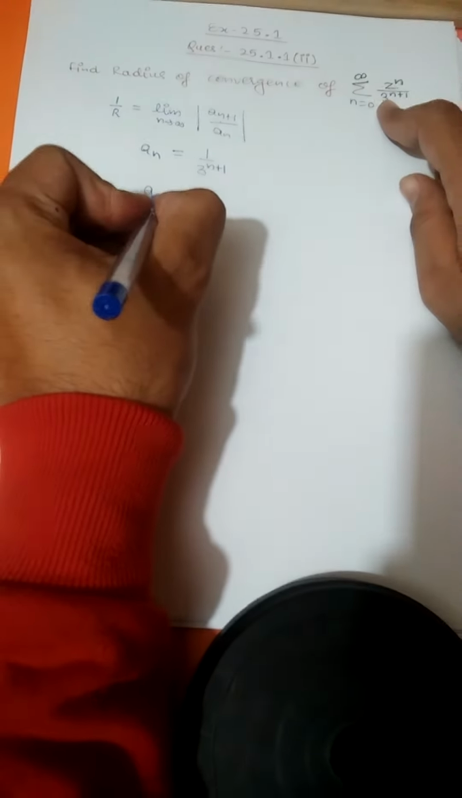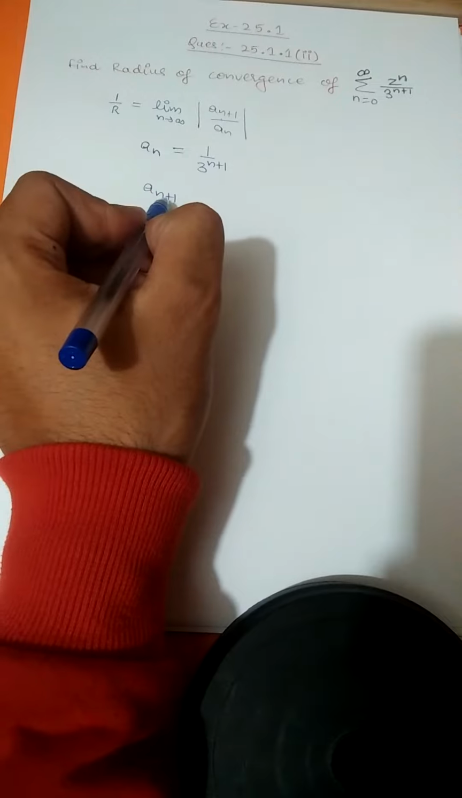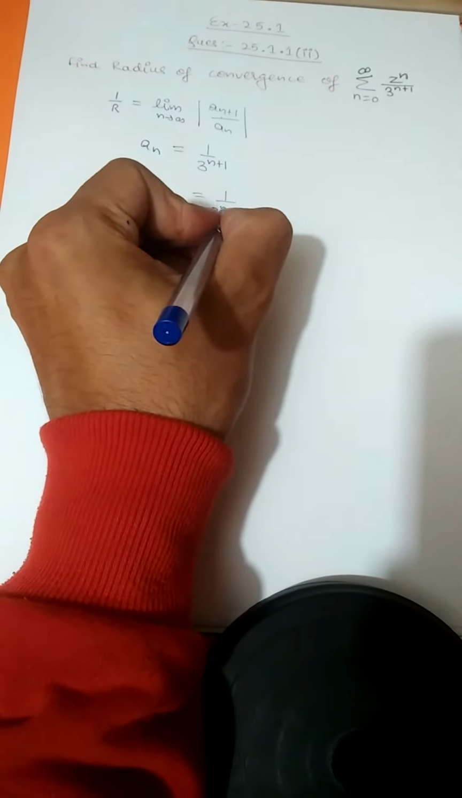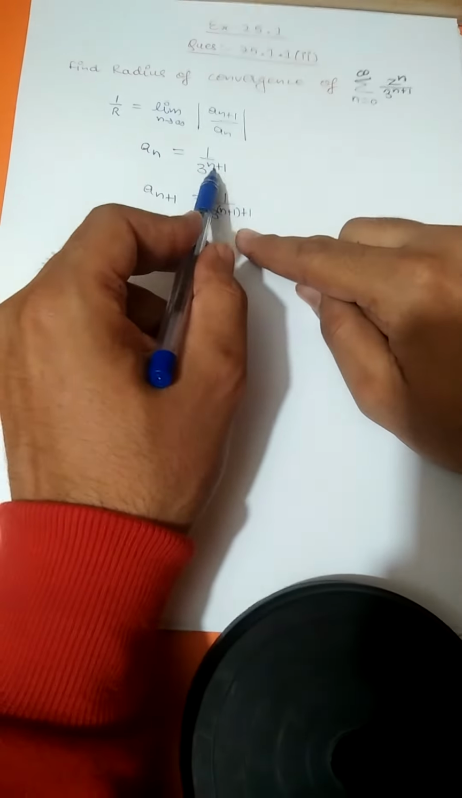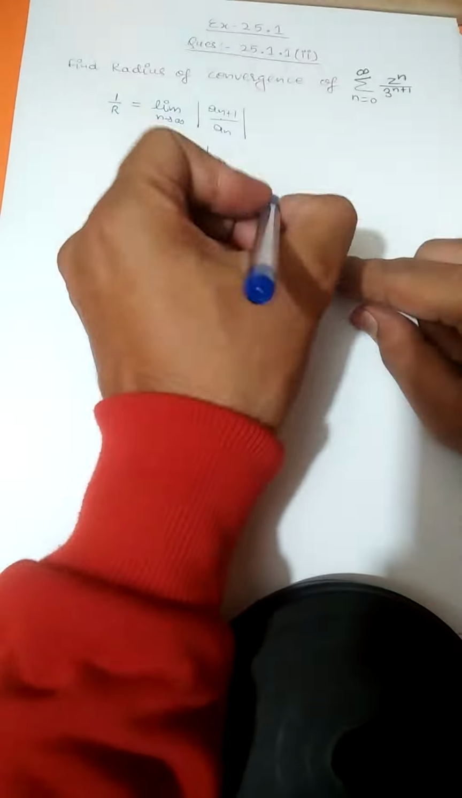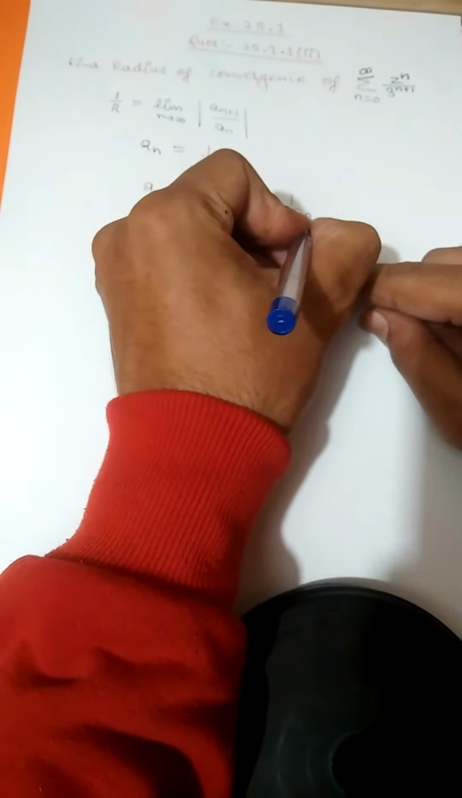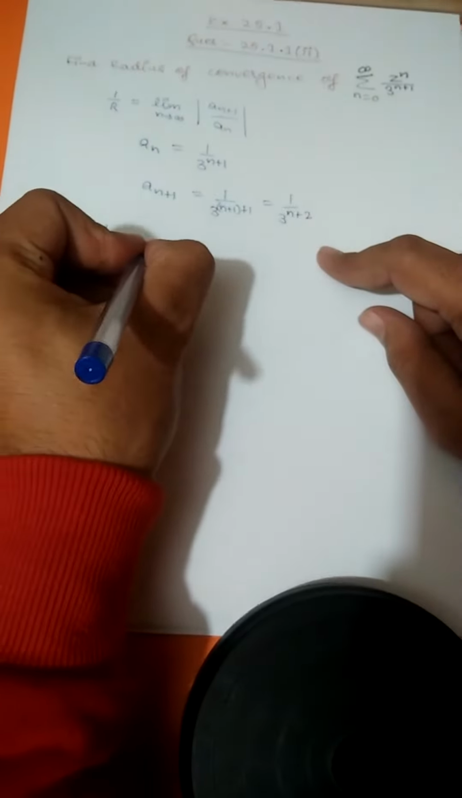For a n plus 1, at the place of n I will keep n plus 1. So its value will be 1 by 3 power n plus 1 and plus 1 already. Here at the place of n I kept n plus 1, so its value will turn into 1 by 3 power n plus 2. So now we can find the value of r. 1 by r equals to what?